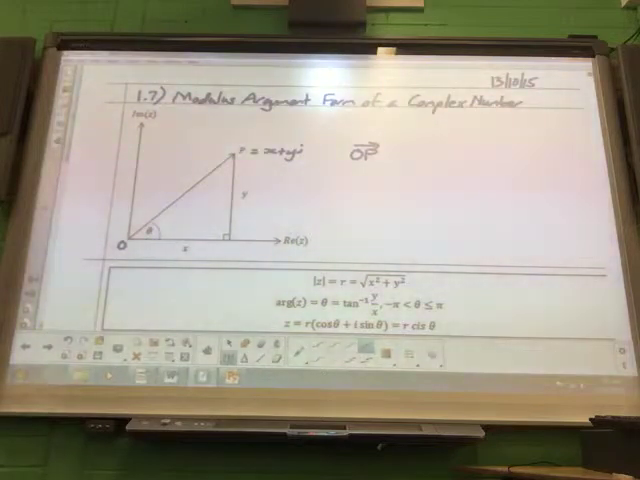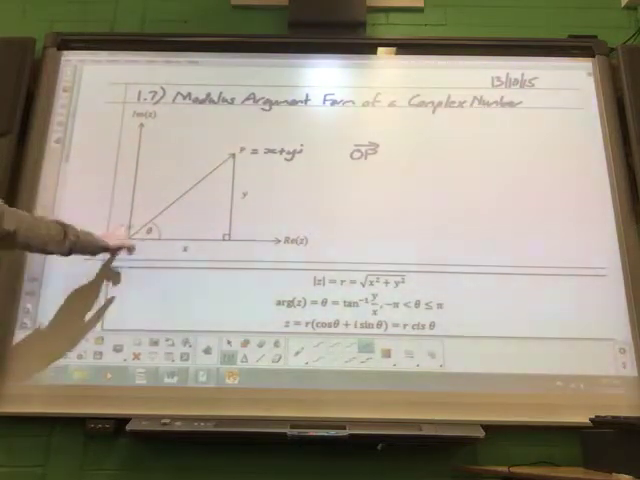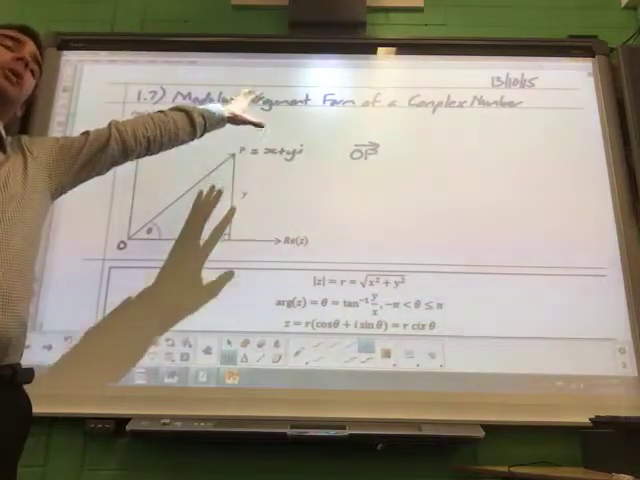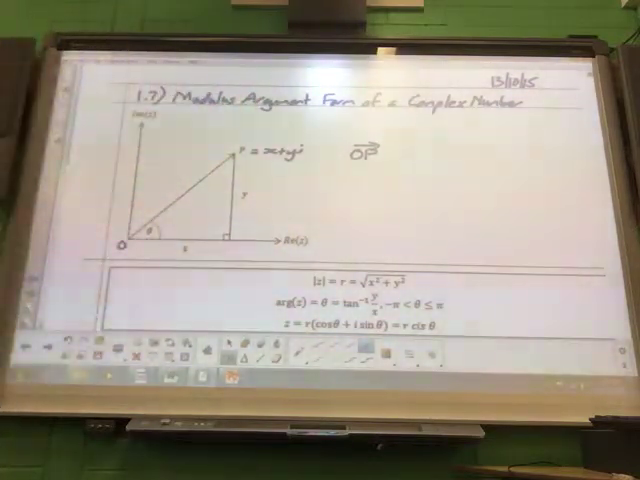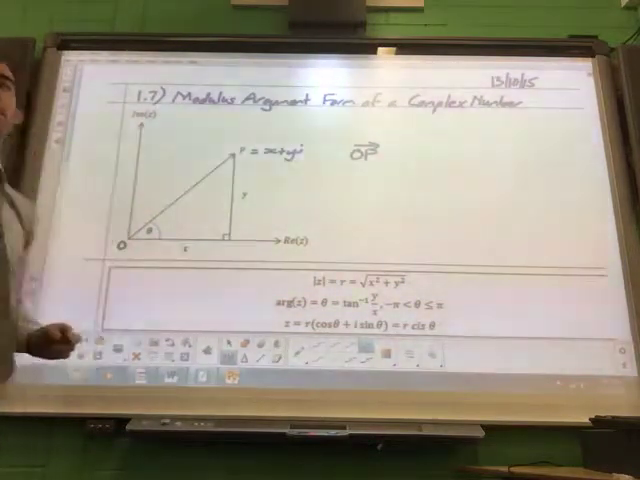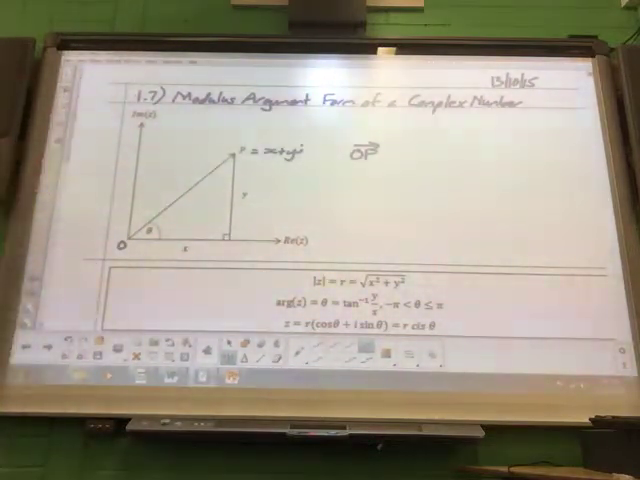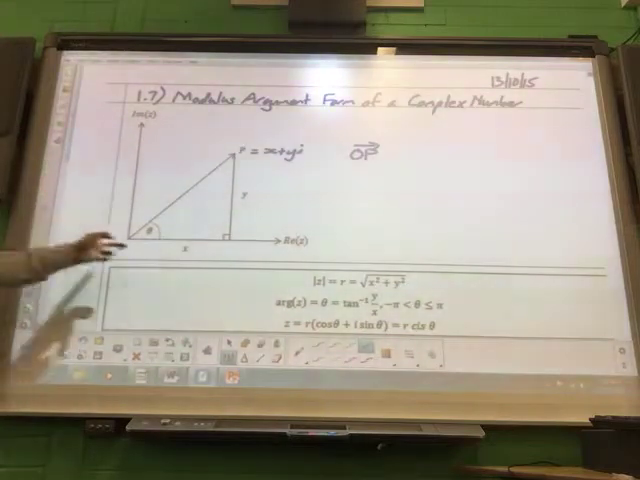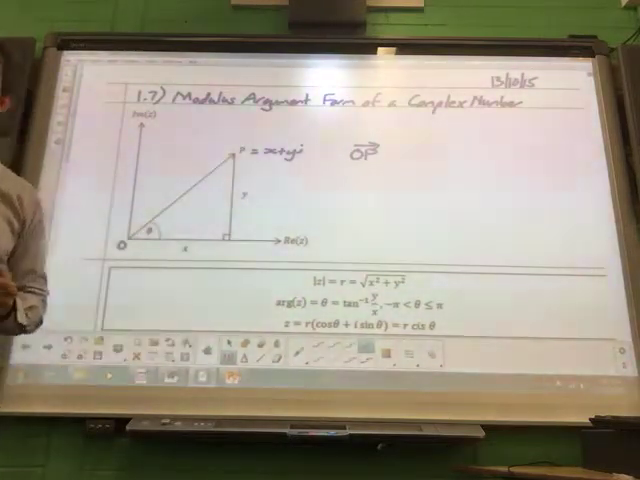Okay, so the modulus is what we refer to as the distance of the vector OP. You've got some complex number plotted onto the Argand diagram, and the modulus is going to be the distance between the origin and that point. In other words, it's the distance of that vector OP. Any suggestions on how I'm going to calculate that distance? Pythagoras theorem. Okay, so we've got x squared plus y squared, and we'll take the square root of that.